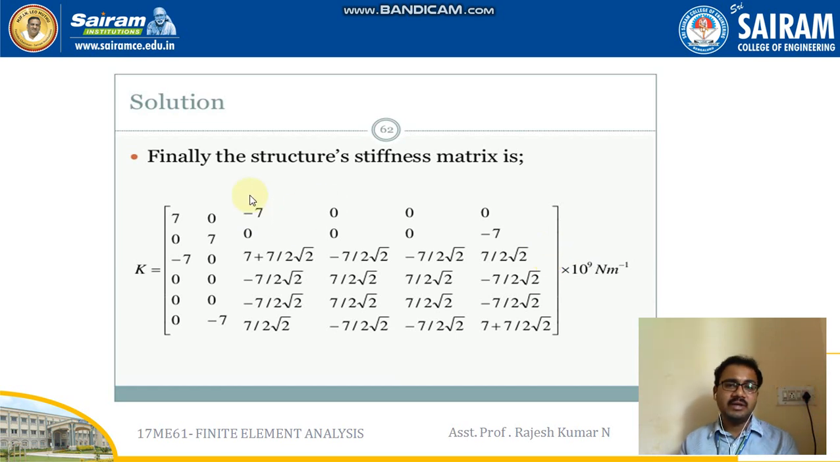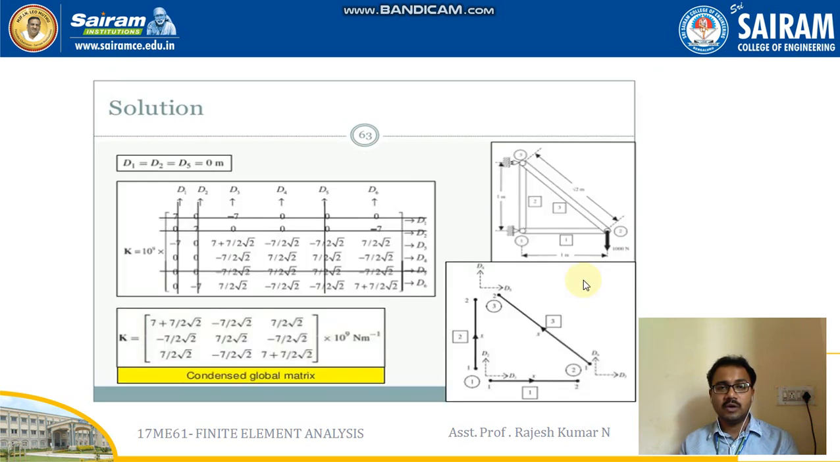And the final structure stiffness matrix we will get something like this: 7, 7, 7 plus 7 by 2 root 2, 7 by 2 root 2, 7 by 2 root 2, 7 plus 7 by 2, 7 by 2 root 2, and it is basically a symmetric matrix. You can see here the first row values and the first column values should be the same. If you take any row and any column, the values should remain the same in the corresponding locations. 10 power 9 I am taking commonly outside.